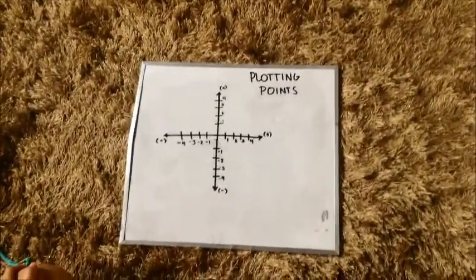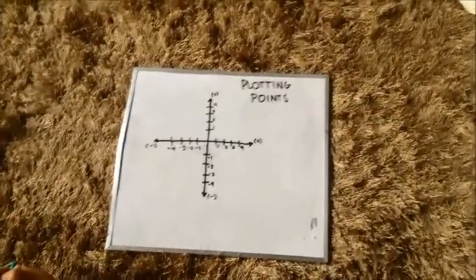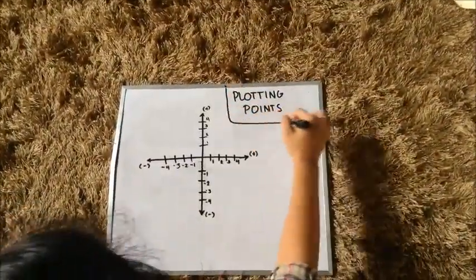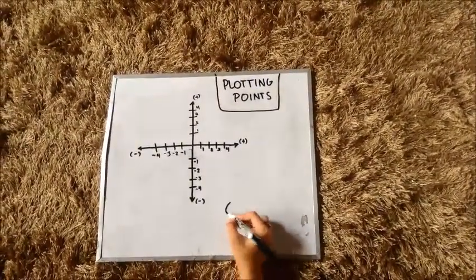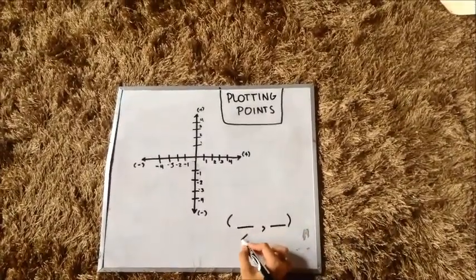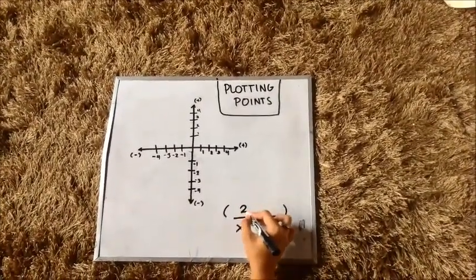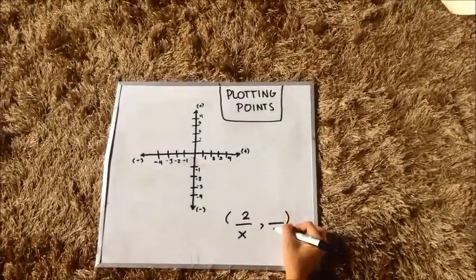Now you've learned a lot so far, like the Cartesian plane and its different parts. Let's learn how to plot some points. A coordinate or an ordered pair always has two numbers. First number tells you the x-axis, for example, positive 2. Second number tells you the y-axis, for example, positive 3.